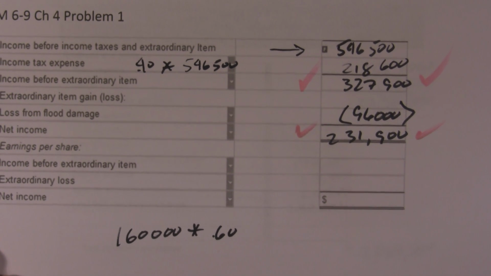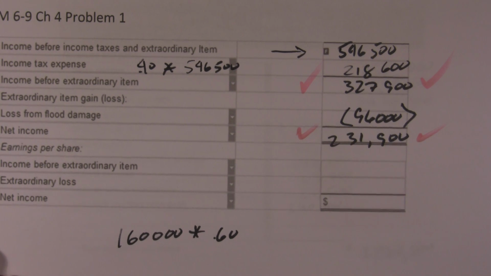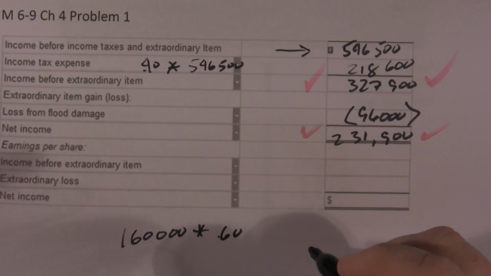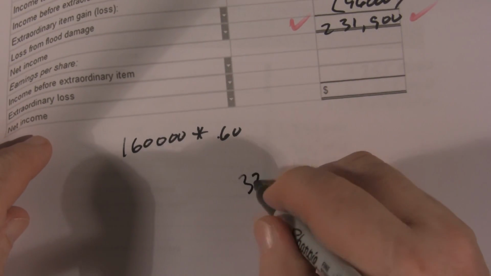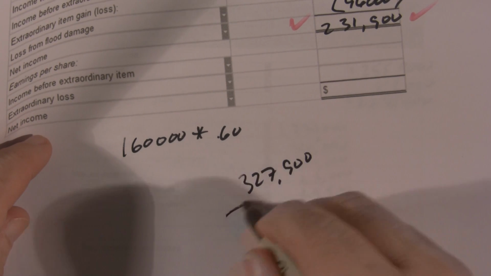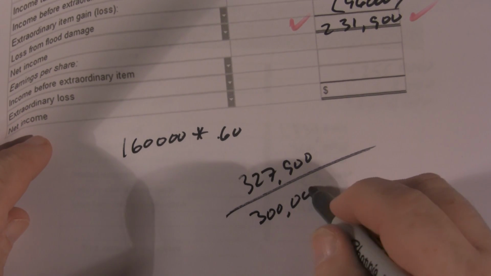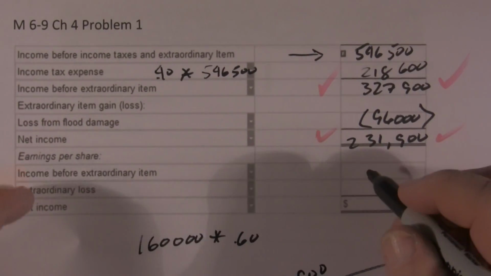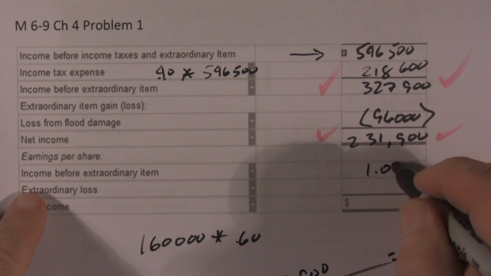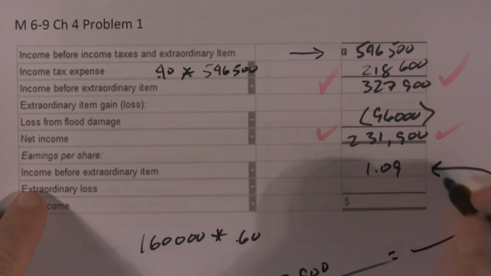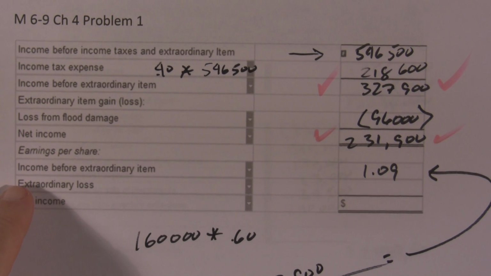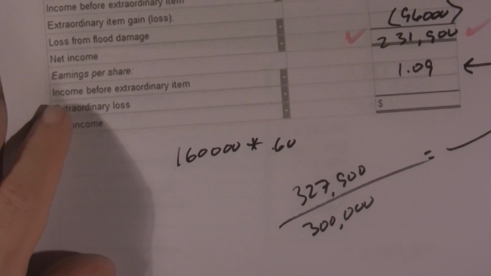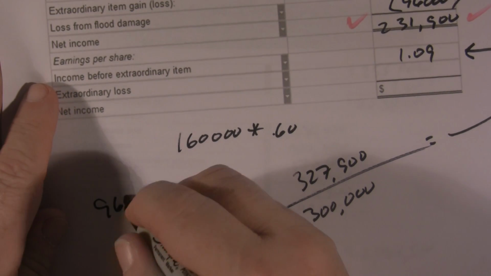So our earnings per share is the ordinary income, $327,900. So we take our $327,900 divided by the 300,000 shares we had, and we come up with $1.09 earnings per share before the extraordinary item. Now we also need to take the extraordinary item and see how much of that goes to each person.